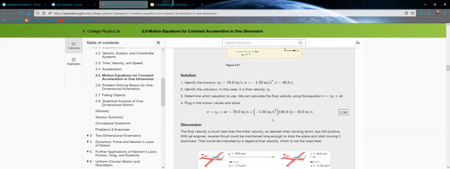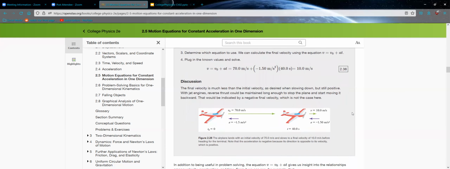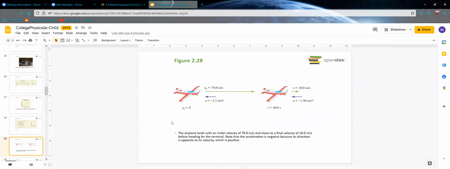Be smarter than your calculator. Think about how you put in the information so that you don't screw something up and get an incorrect answer, right? At the end of this, we find out that the final velocity is 10 meters per second. So after 40 seconds, the airplane has decelerated from 70 meters per second to 10 meters per second. Plug and chug at this level, sort of, right? And that's again what's shown here. It slows down due to negative acceleration, reducing the velocity.